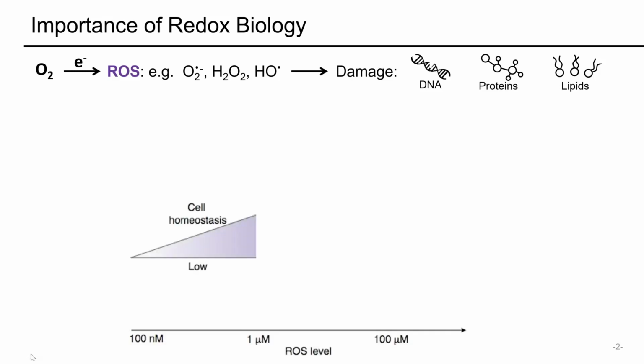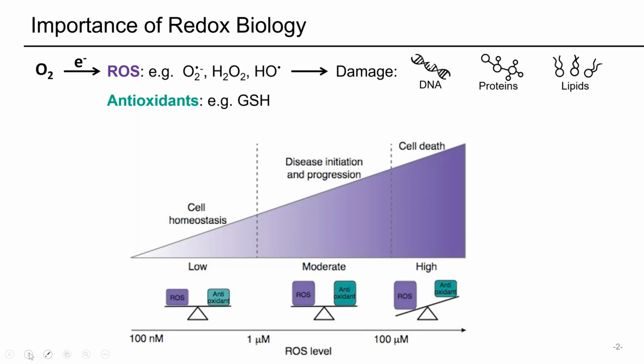Surprisingly, low levels of these ROS are actually essential for our body, as they are involved in cell signaling and maintaining cell homeostasis. However, our body ensures under normal conditions that these levels of ROS are kept low to prevent cellular damage, and this is done by so-called antioxidants, which are able to scavenge the ROS. Unfortunately, under certain circumstances, the ROS levels increase to a pathological concentration, at which they play an important role in the initiation and progression of cancer and other diseases, and they can even lead to cell death.